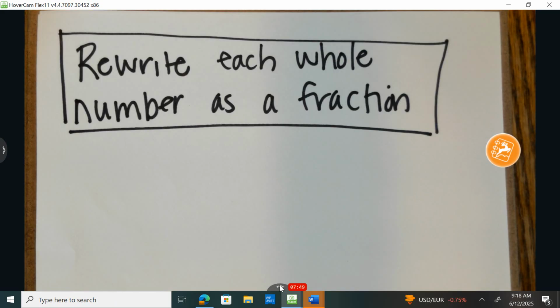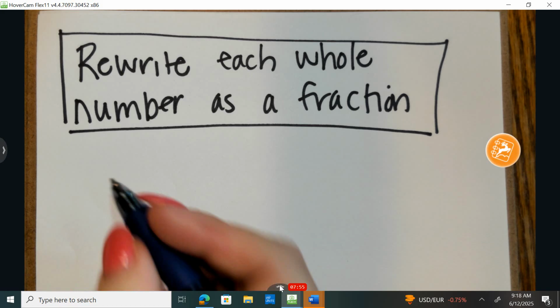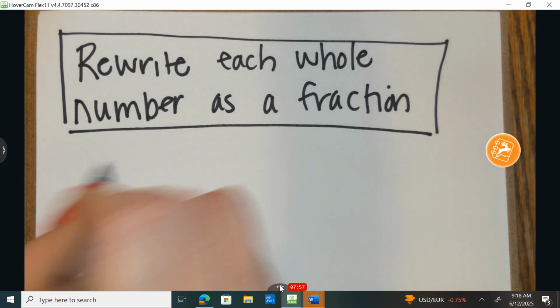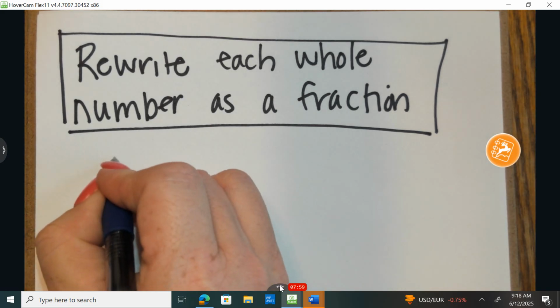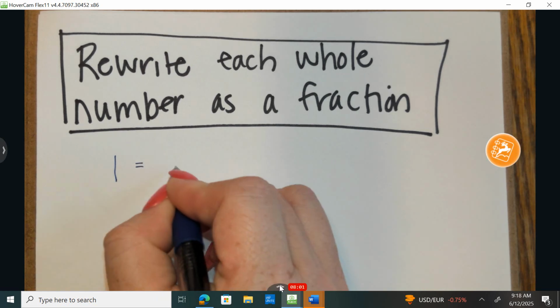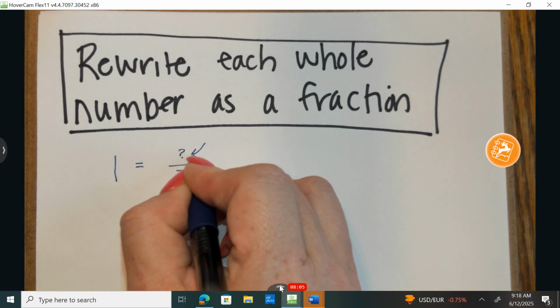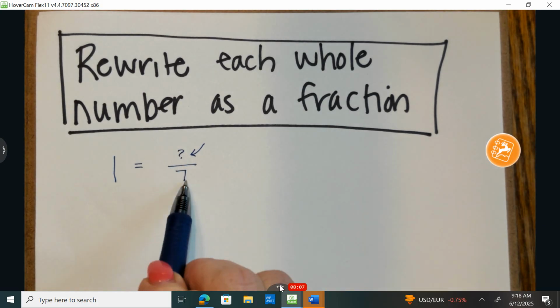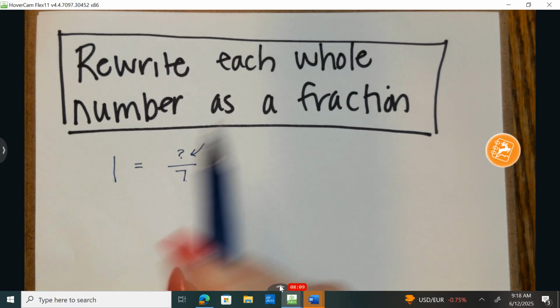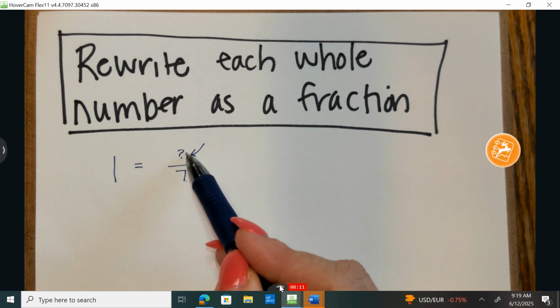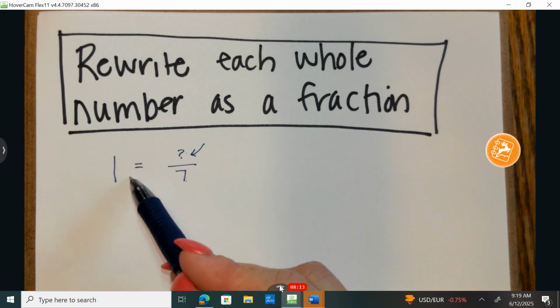The new learning objective is going to be to rewrite each whole number as a fraction or as an equivalent fraction. So here's example number 1. I want you just to watch. We have 1 equals, and on top, I need to figure out what value when I divide by 7 equals 1. So what number divided by 7 equals 1?